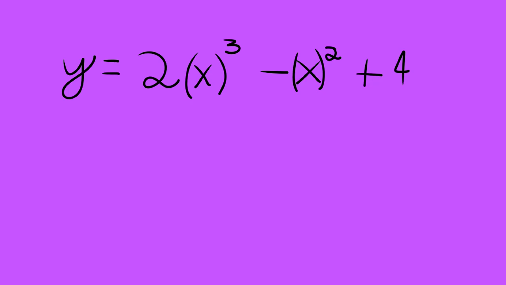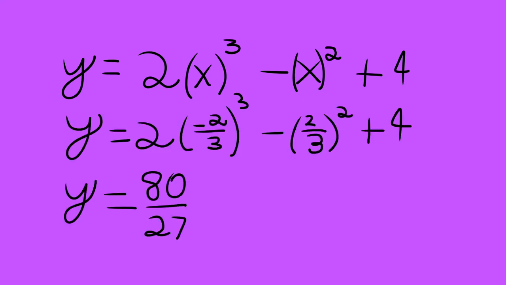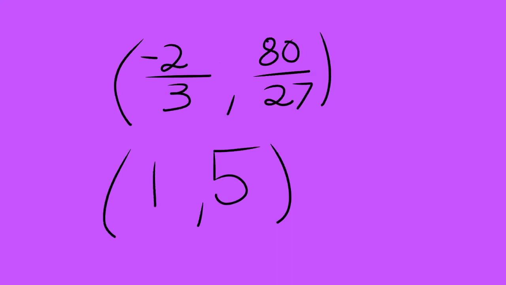So then we just take those values and plug them into our original formula to find the y values for the x values that we found. So y is equal to 80 over 27, or when you plug in 1, y is equal to 5. So our 2 points are x is equal to minus 2 over 3, y is equal to 80 over 27, or x is equal to 1, and y is equal to 5.